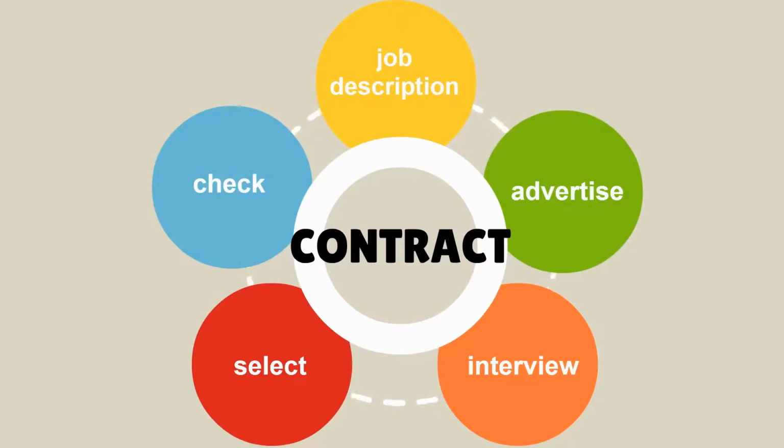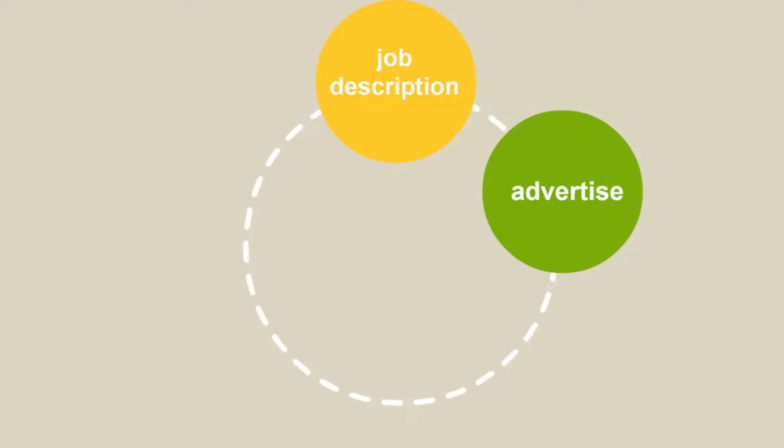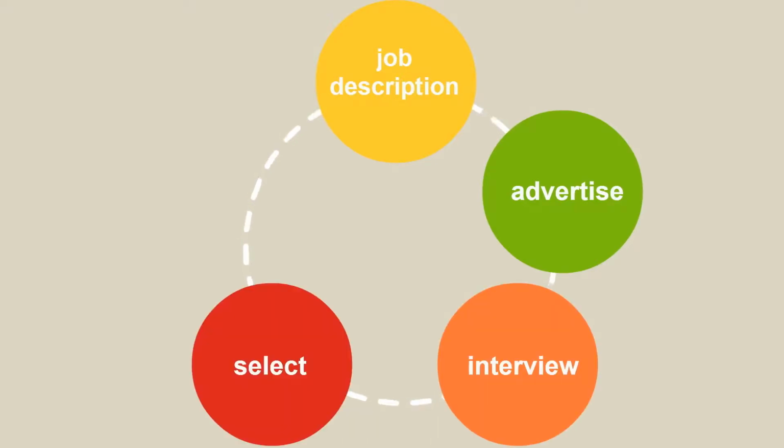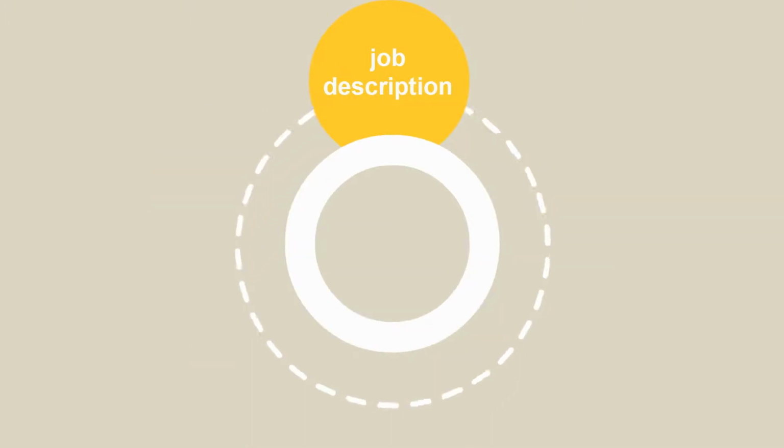There are 6 steps in the recruitment process: putting together a job description, advertising the job vacancy, interviewing the candidates who meet your criteria, selecting the successful candidate, carrying out pre-employment checks, getting an employment contract in place.